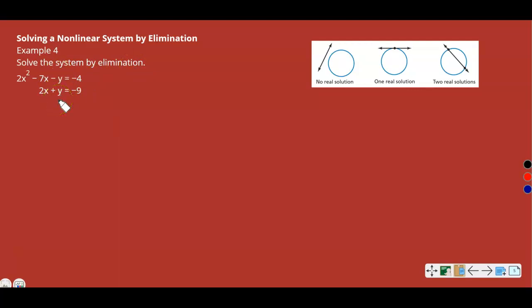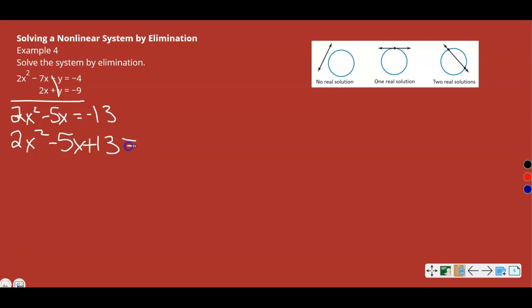If we add these two equations together, we're going to get 2x squared. Negative 7x plus 2x is negative 5x. The y's eliminate. And then negative 4 plus negative 9 is negative 13. Now we can set this equal to 0, because we have a quadratic, and that's what we always want to do with a quadratic. So I'm going to add 13 to both sides and set it equal to 0.